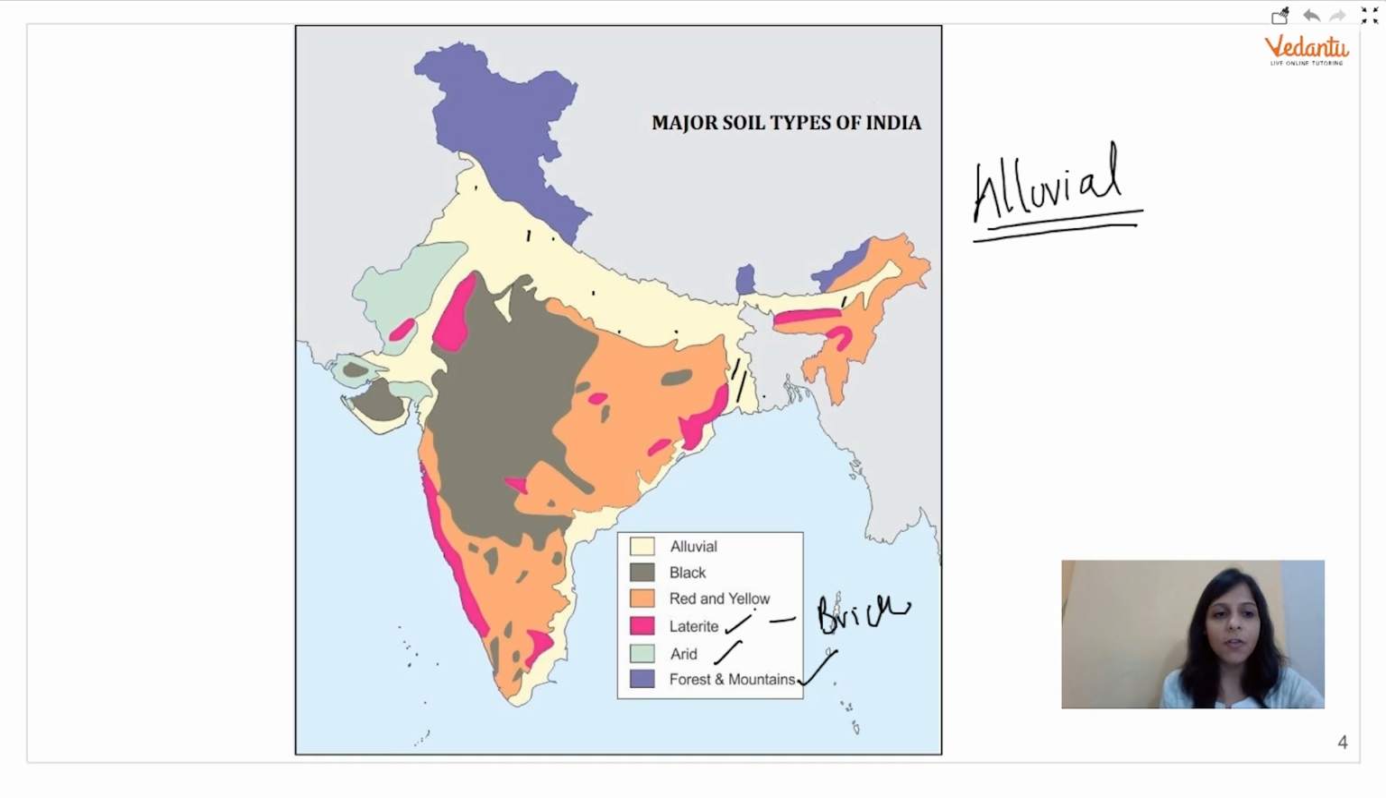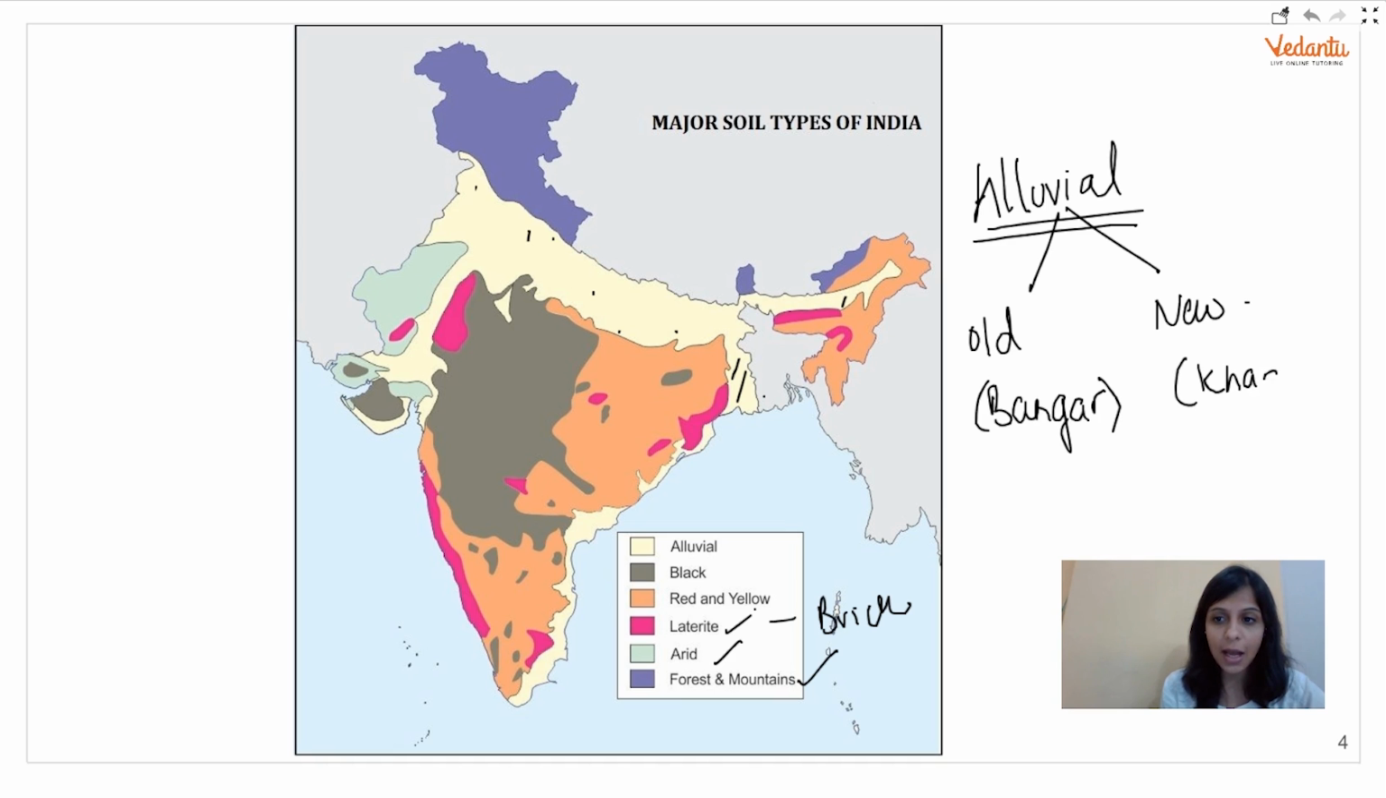Now, alluvial soil is an important and the most widely spread soil in our country. Most of the entire northern plains are made of alluvial soil. It's of two types: old alluvial known as Bangar and new alluvial known as Khadar. In the old alluvial, we have more concentration of kankar nodules and it is less fertile, whereas the new one is the opposite.